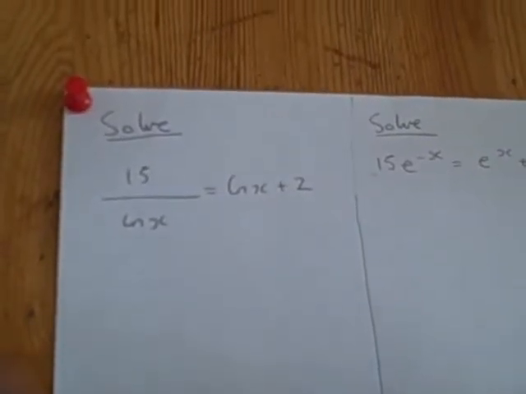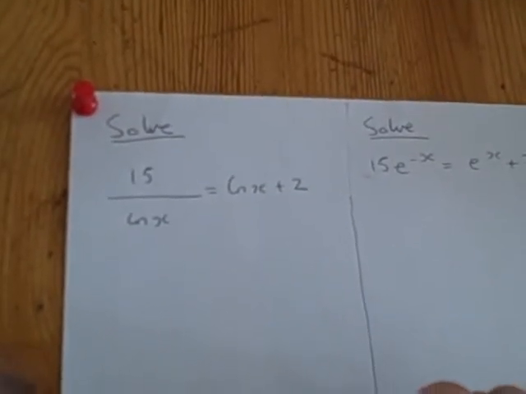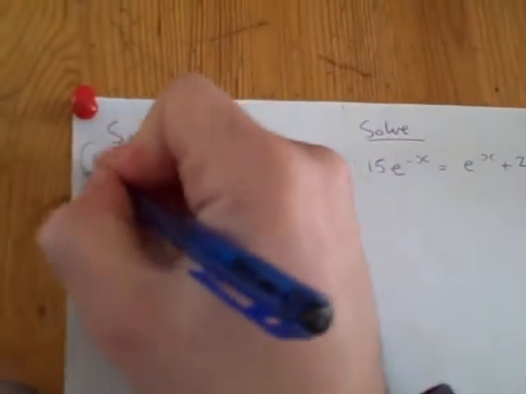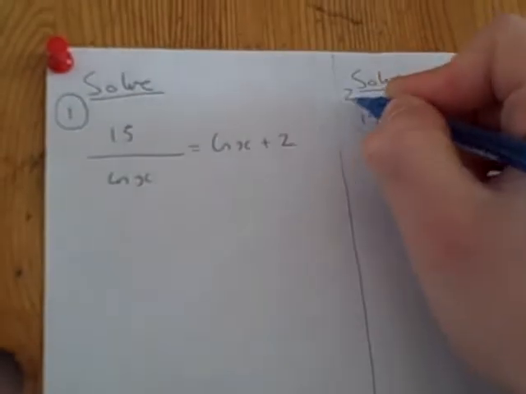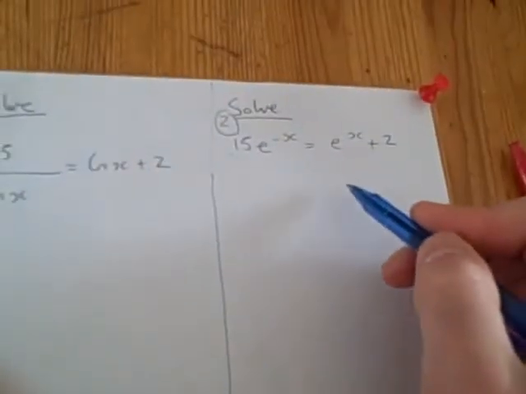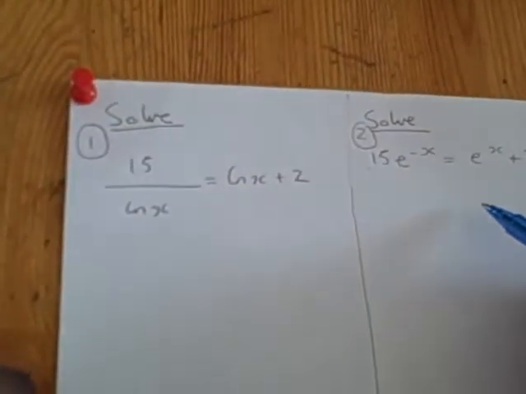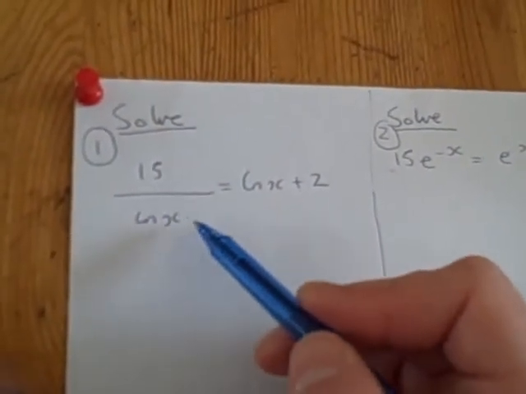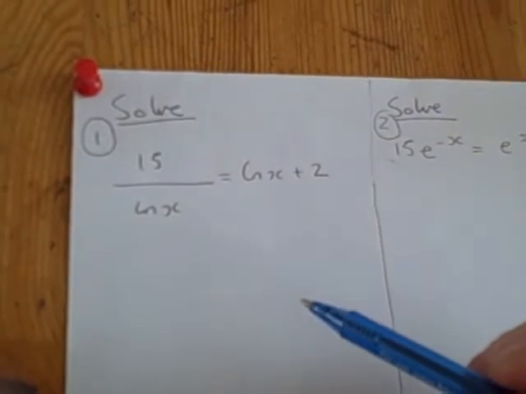Right, folks, I'm doing a couple of questions on e's and ln's. I've got question 1 here, and question 2 over here. I'm going to work down question 1, and I'm going to work down question 2, and you'll see that they're very, very similar. Question 1 is: solve 15 over ln x equals ln x plus 2.